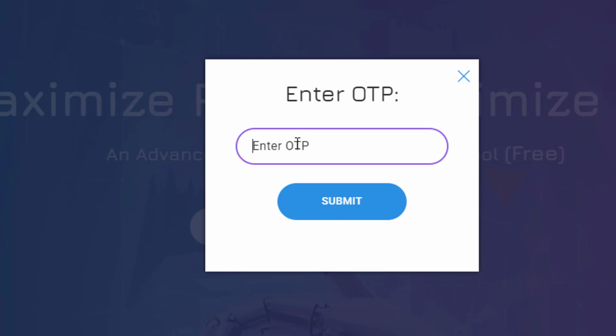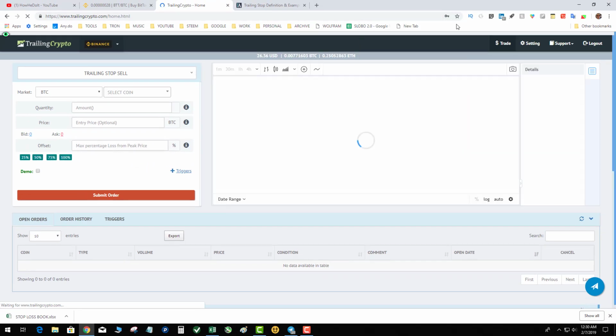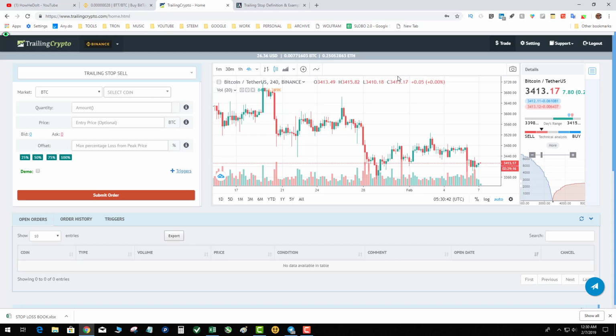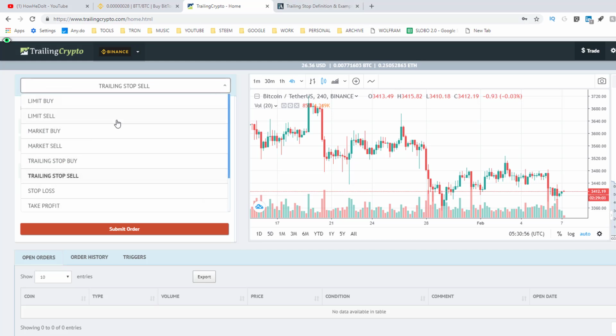and I actually have two-factor on this. So okay, let's put that in. Okay, boom. All right, so now I'm into trailingcrypto.com. This site basically will manage your order and allows you to put a trailing stop. They have all kinds of different sells: stop, trailing stop sell, and trailing stop buy, meaning if it crashes down.